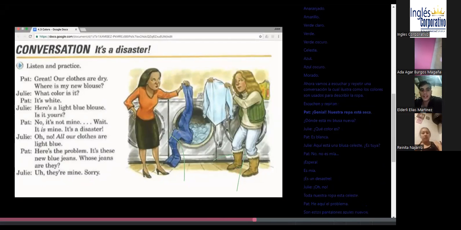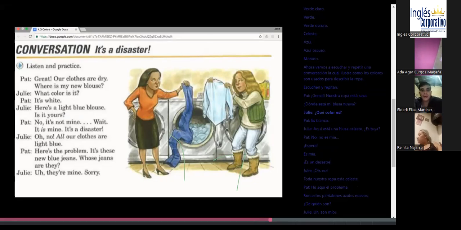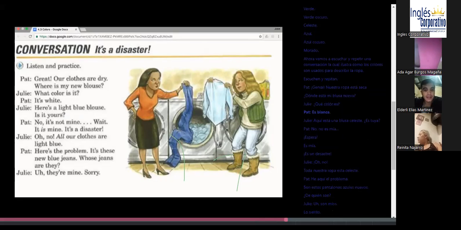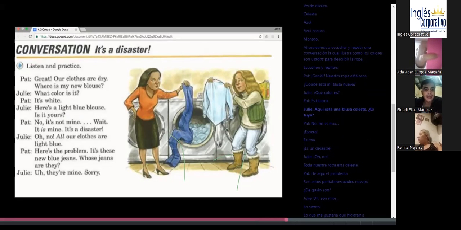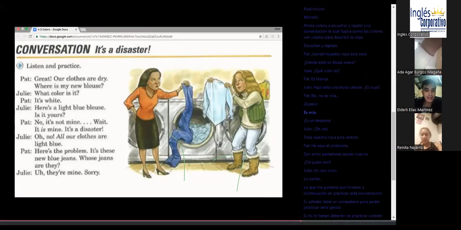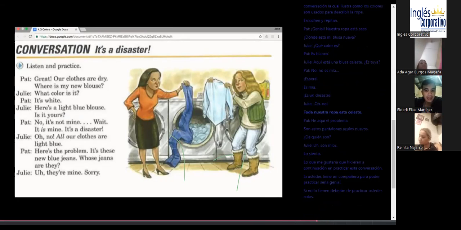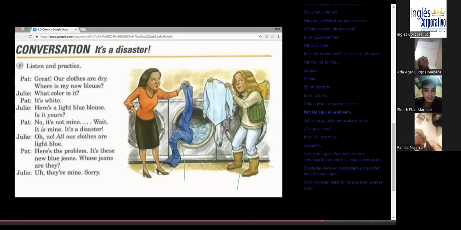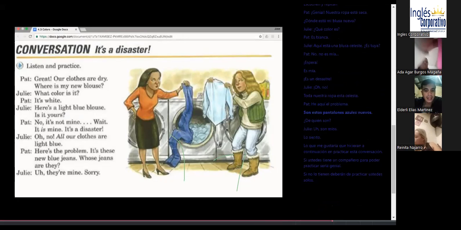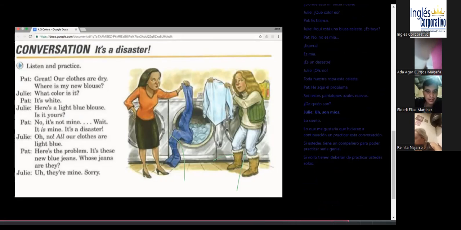Great! Our clothes are dry. Where is my new blouse? What color is it? It's white. Here's a light blue blouse. Is it yours? No, it's not mine. Wait, it is mine. It's a disaster. Oh no, all our clothes are light blue. Here's the problem. It's these new blue jeans. Whose jeans are they? They're mine.